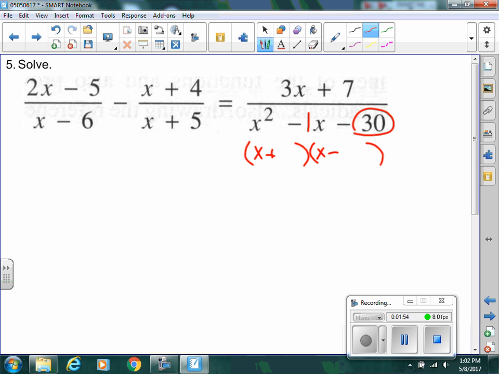Can you think of factors of 30? Well, I know it's not 1 times 30. 6 and 5, that's better. 6 times 5. We could go through all the factors, but 5 and 6, we know there's a difference of 1. And we want it to be a negative difference, so I'm going to put the 6 with the negative sign because it's bigger, and the 5 is going to be positive because it's smaller. So if we check that, x times x is x squared, 5x, negative 6x would give me negative x, and 5 times negative 6 is negative 30, so it checks out.